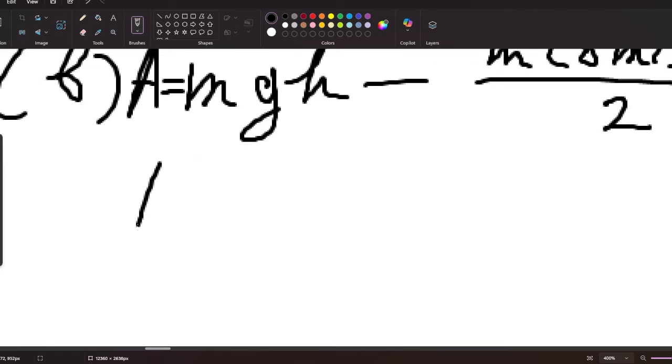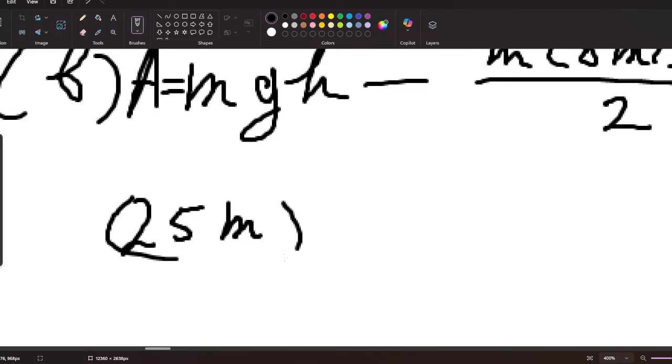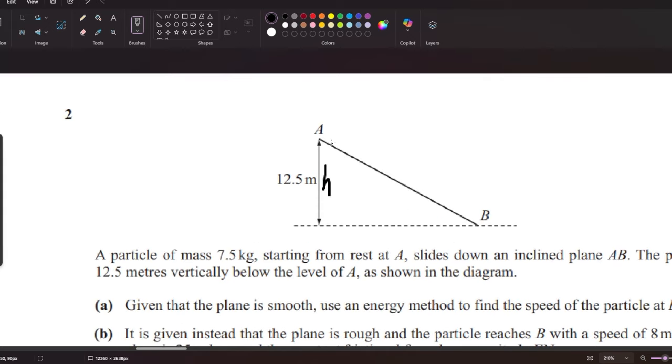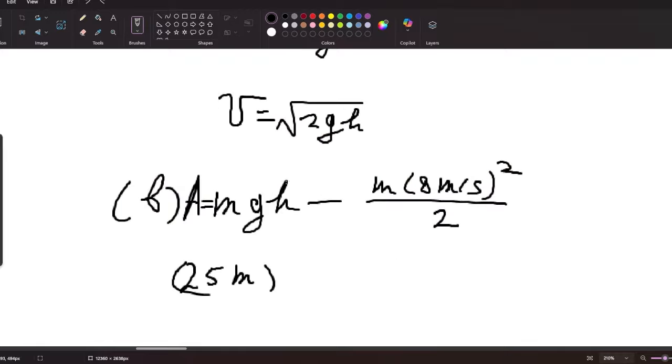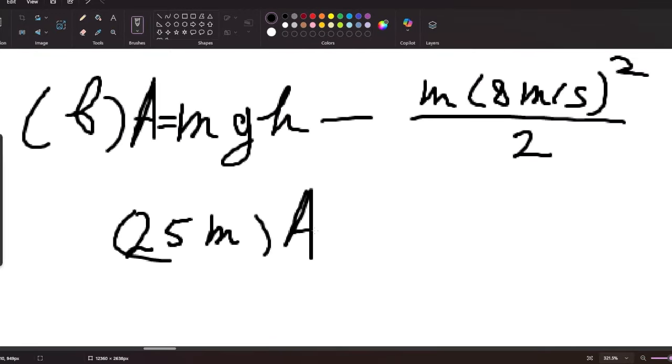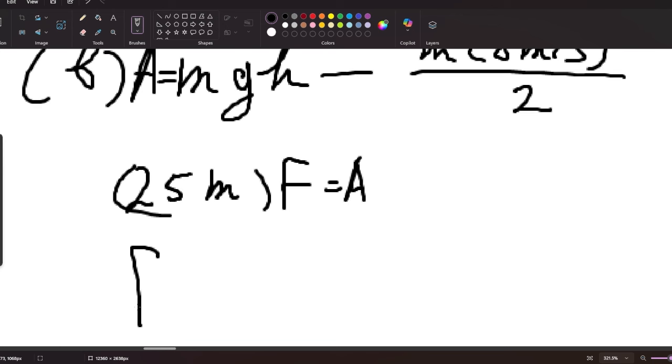And this work is going to be 25 meters, because that's the length of this thing that we were given, times F is going to be equal to A. So F is going to be equal to A over 25 meters.